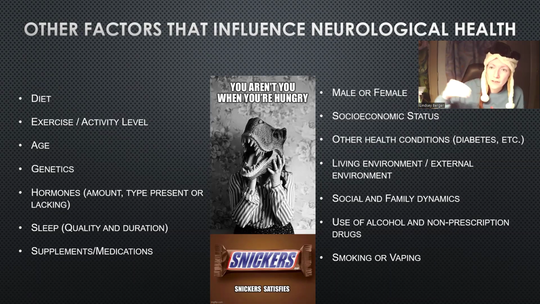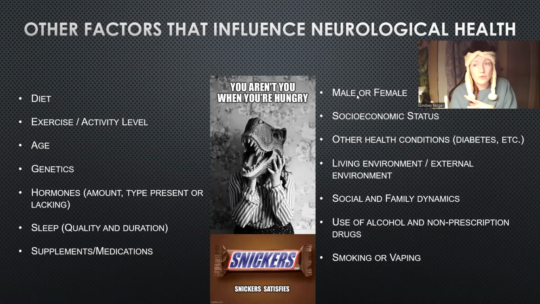What you eat affects so many things, as well as your activity level, what exercise you get, how old you are, your genetics. I know you can't control that, but it does affect things. Your hormones, so which ones are present, how much there are of them. That's also going to tie directly into, are you male or female? Because certain hormones influence cognition better or worse than others. And if you're female, for example, estrogen is more prevalent than testosterone, although females do have testosterone.